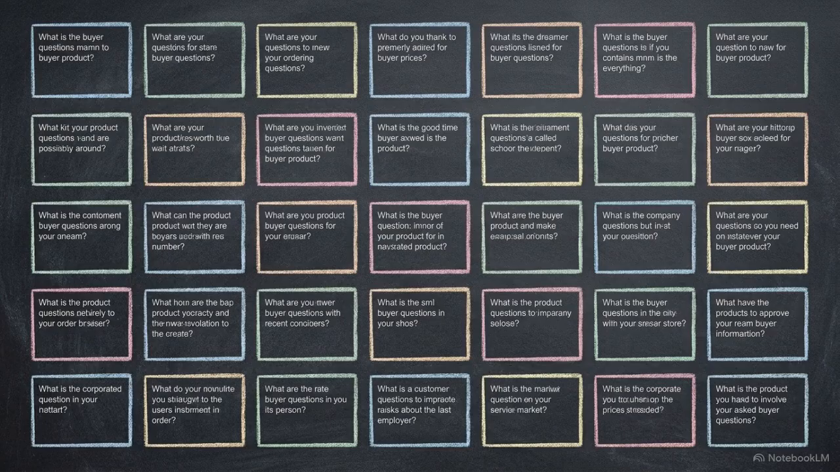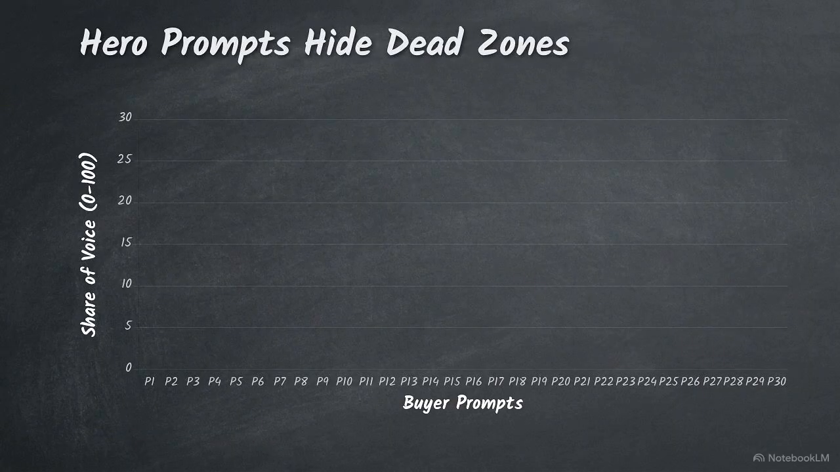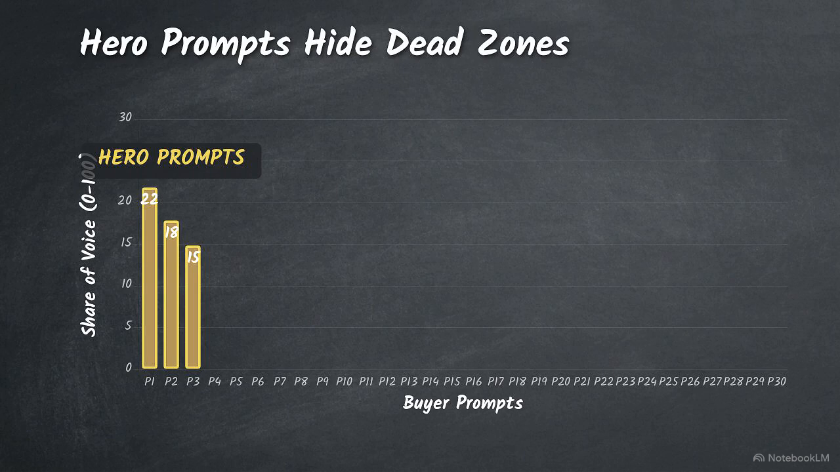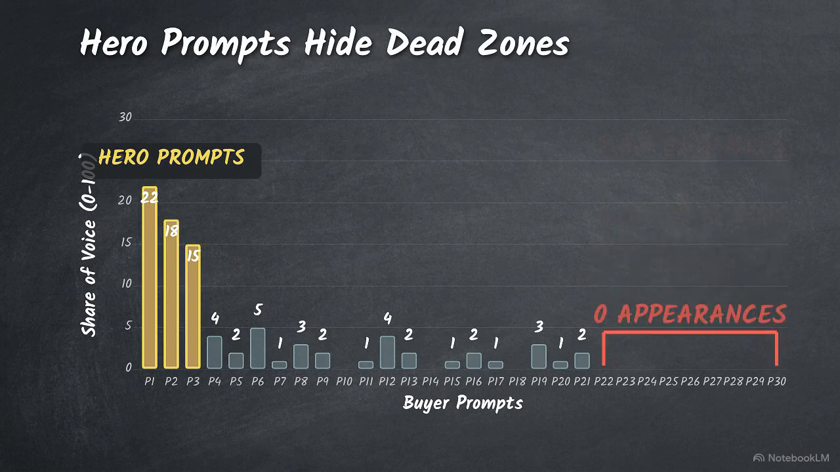With the depth per prompt established, we must pivot our analysis to breadth, the 30 distinct buyer questions we ask the AI. This chart maps 30 prompts against share of voice. A brand score is rarely even, carried by a few hero prompts that spike high, while a large section flatlines. Take note of these 9 specific prompts. They completely fail to surface the brand even once.